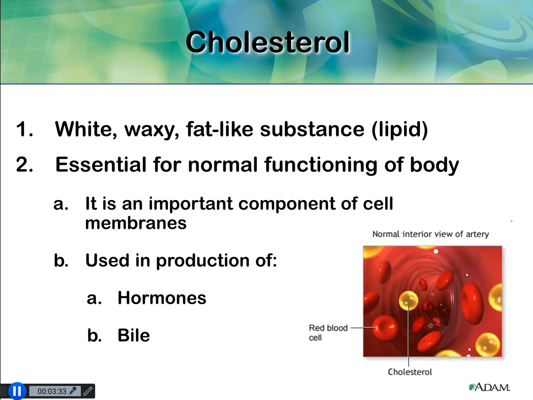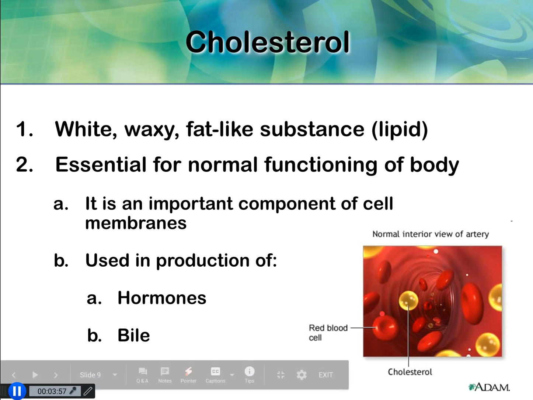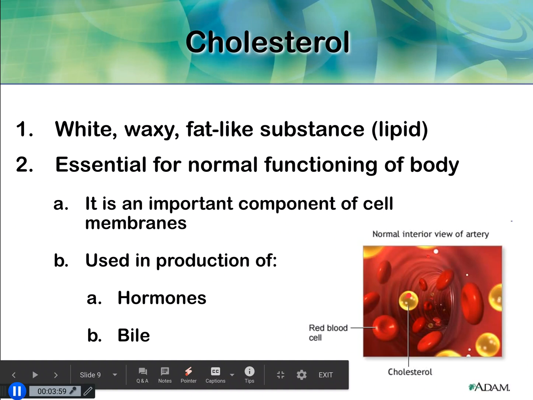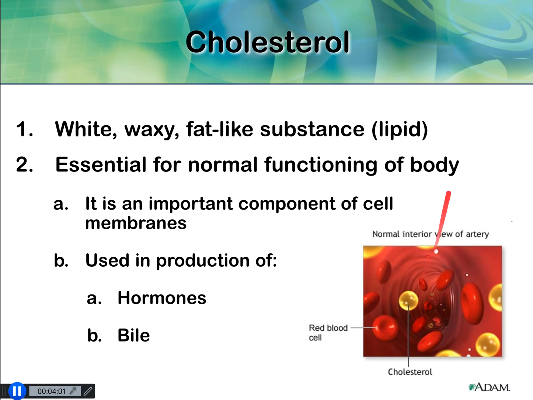Okay, so cholesterol. This is a white, waxy, and fat-like substance that is essential for normal functioning of the body, and it's a really important component of cellular membranes, and it's also used in the production of hormones and bile. So this is an illustration of an artery and some red blood cells floating through there, and also some cholesterol cells.